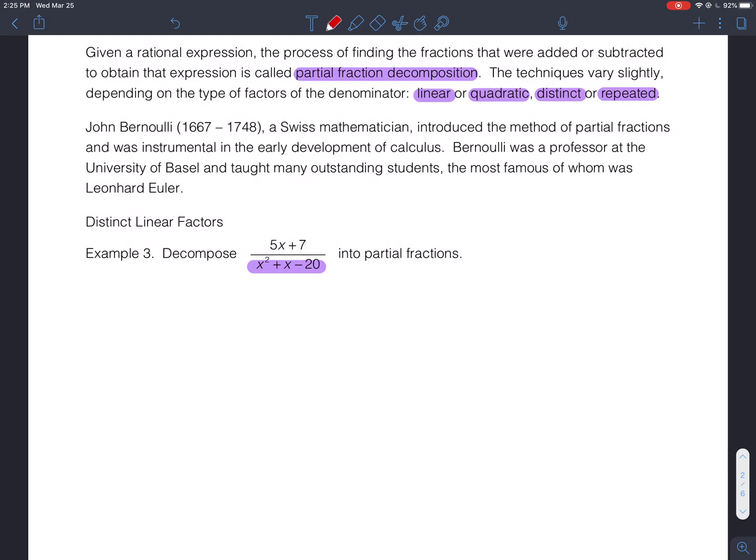So really, it has everything to do with that denominator. Our job is to first try to factor and analyze the denominator. All right. A little history lesson.